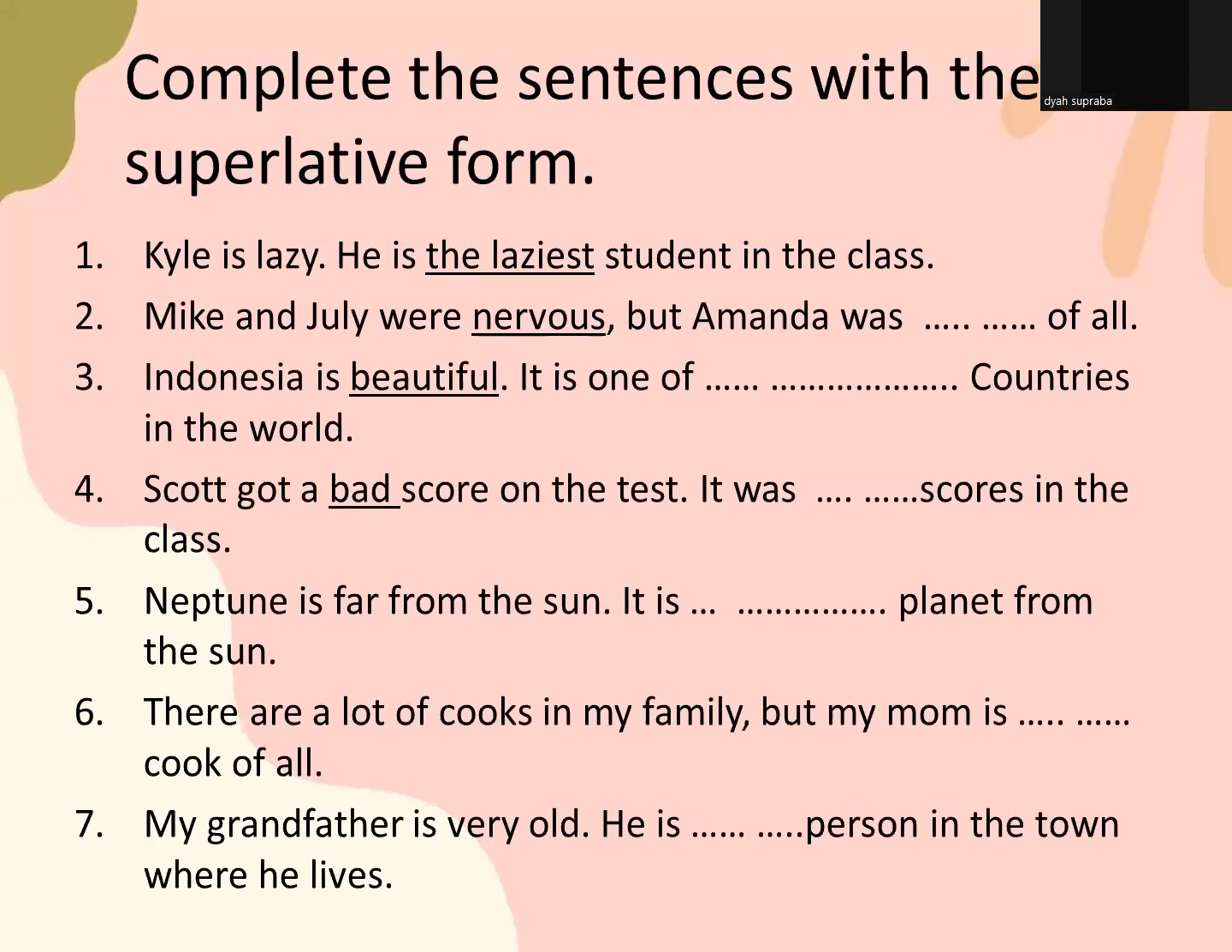Now we are going to complete the sentence with the superlative form. For example, Kyle is lazy. He is the laziest student in the class. Mike and Julie were nervous, but Amanda was the most nervous of all.